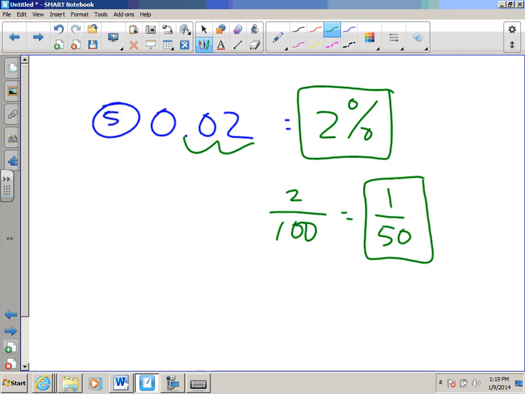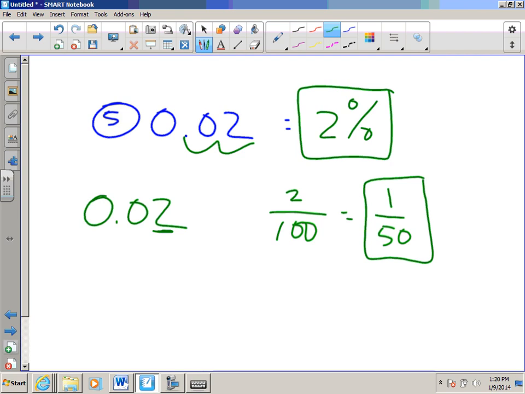Now, you can do the fraction first if you know your place values. If you can look at this, give it its proper name. What is its proper name besides just calling it 0.02? 2 hundredths. Put it into a fraction. It would work the same way.